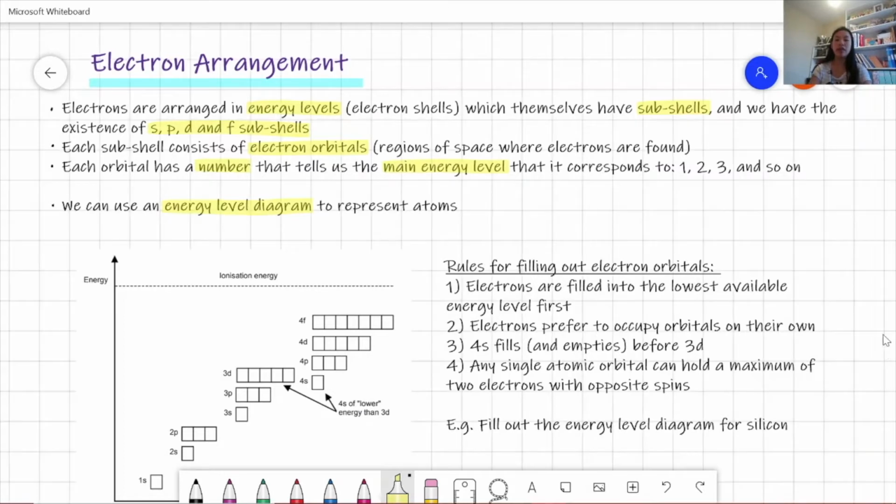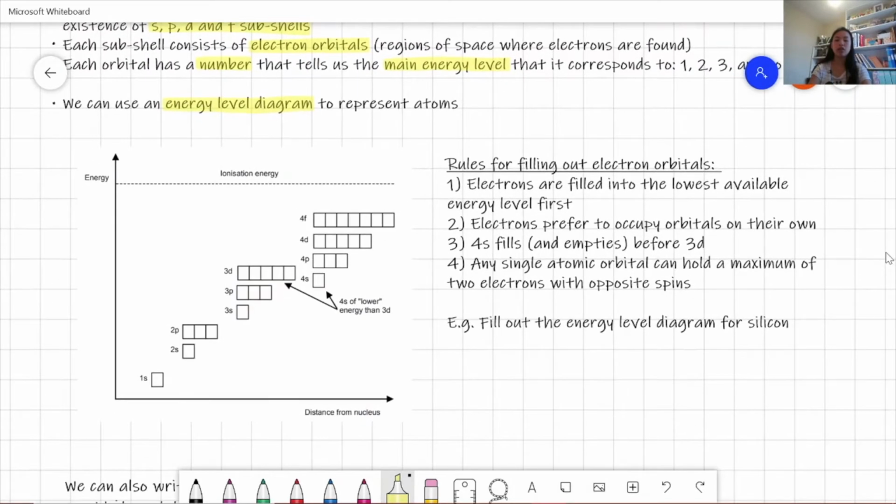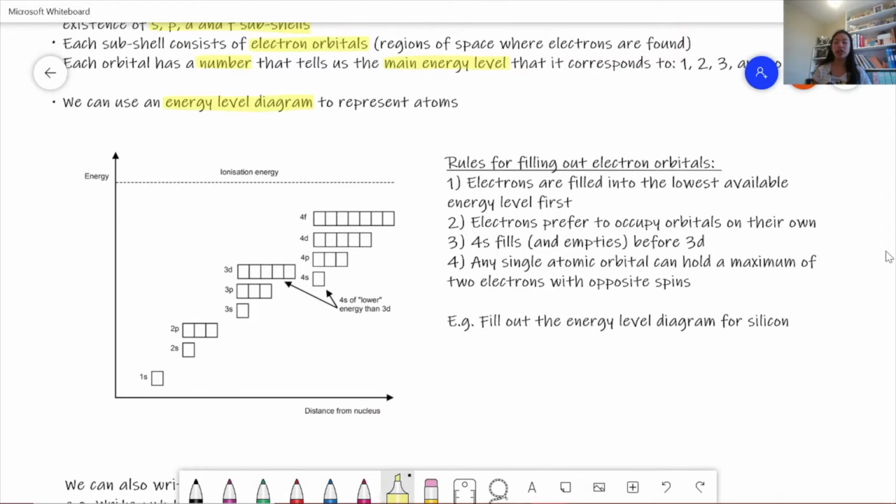So here we have an energy level diagram. On the y-axis, we've got energy, and on the x-axis, we've got the distance from the nucleus. So for example, looking at 1s, 1s is the first shell because it's got number 1. And so that's why it's the closest to the nucleus. Because if you think back to GCSE, we have the nucleus, and then we have the first shell of electrons around the nucleus. And so it's the closest to the nucleus.